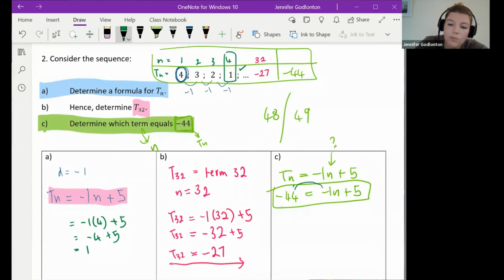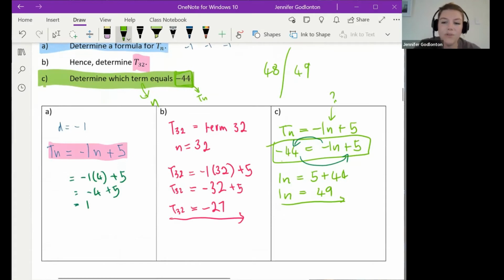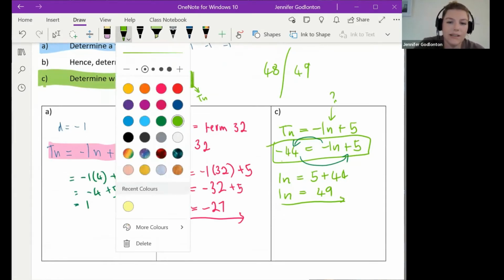I'm going to move my 1n onto that side, and I'm going to move my 44 onto that side. You don't have to do it this way. I will show you another way. So I'm going to have positive 1n because I've moved it over the equal sign, and then I'm going to have positive 5 plus 44. So my 1n, or n, is going to be equal to 49.